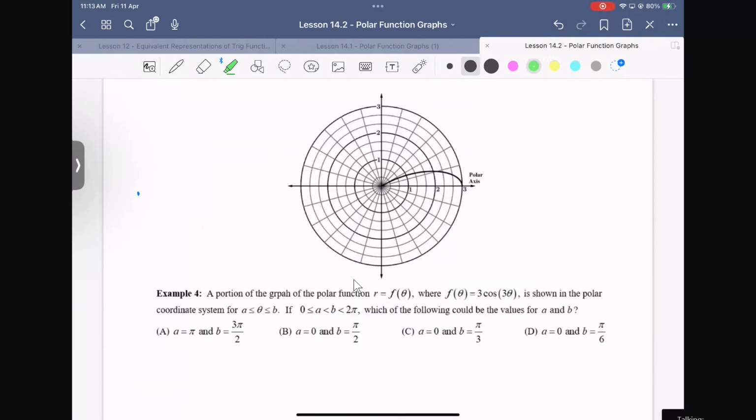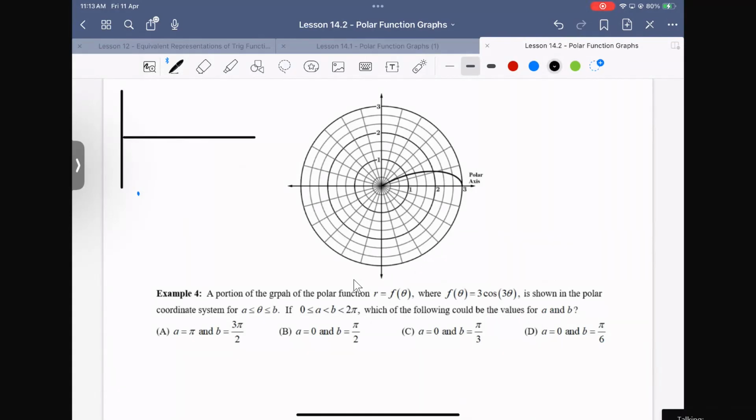A portion of the graph r equals f of theta, where f of theta is 3 cosine 3 theta, is shown in the polar coordinate system between a and b, where a and b are between 0 and 2 pi. Which of the following could be a and b? What we want to do for this one is sketch the Cartesian graph first.